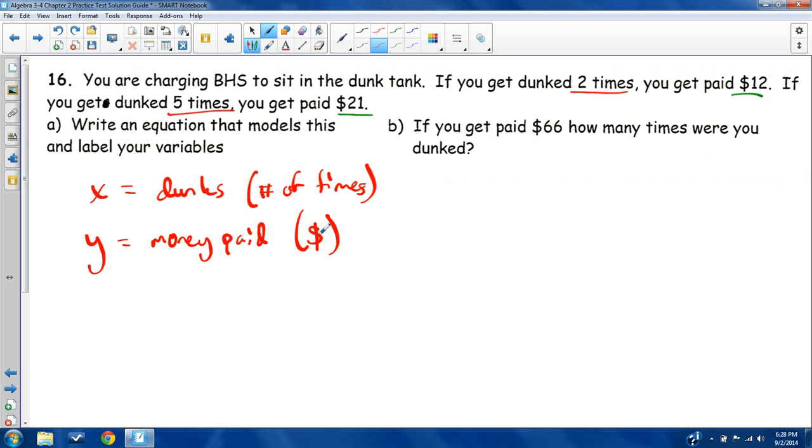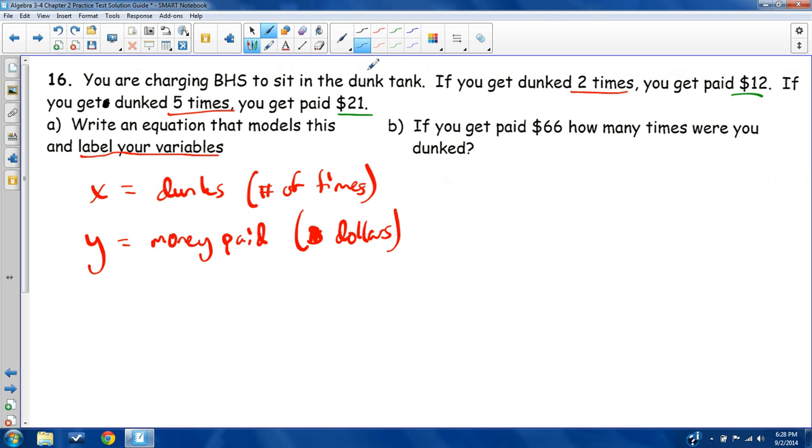Okay. Sorry, it shouldn't be money. It should be dollars. Actually, I think that represents dollars anyway, so that's okay. But it's important that I set up my variables. It does say label your variables. Super important to do that anyway. I can make much more sense of this problem now as I do this.